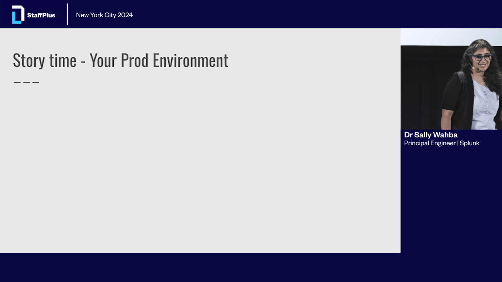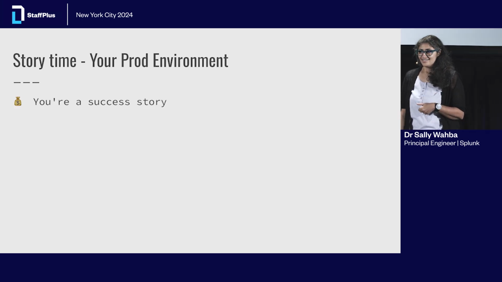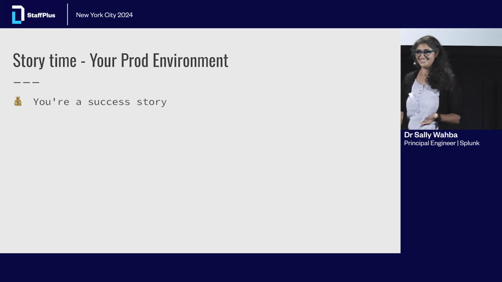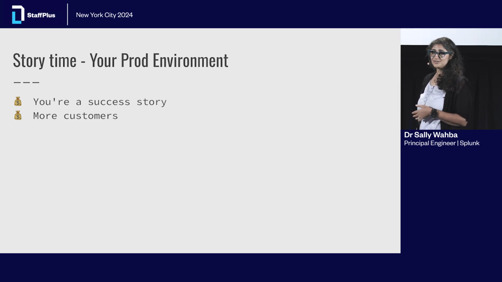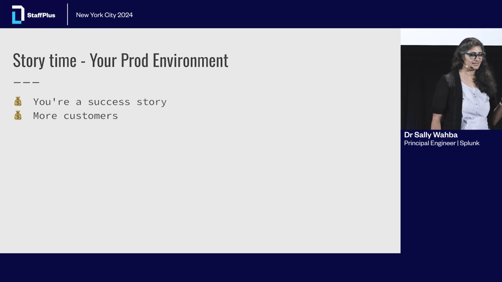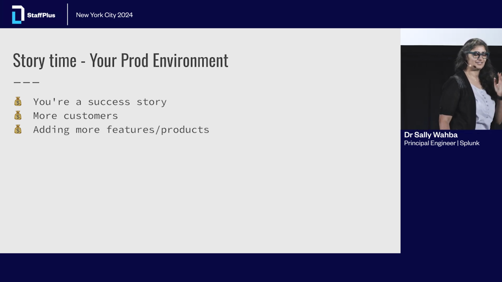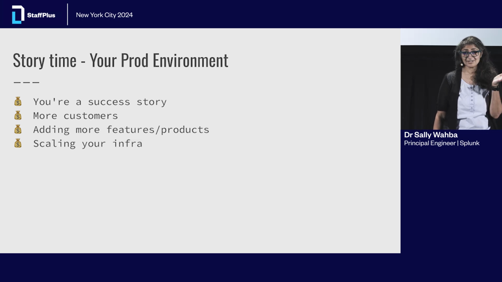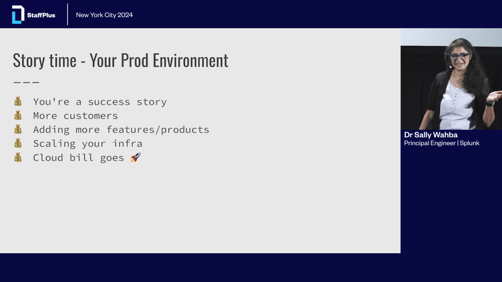So moving on to the production environment. That's a little bit different. So you're a software as a service company. You're pretty successful. Your sales team is doing a great job getting more customers. You're onboarding more customers. Customers are happy. They want more features. They want more products. You're doing that, and you're scaling your infra, which is great. And then, again, your cloud bill keeps going up. So what are things that we did to help curb our cloud bill?